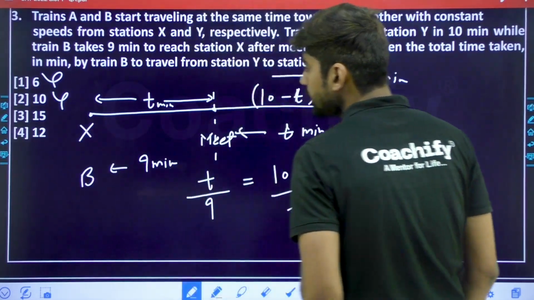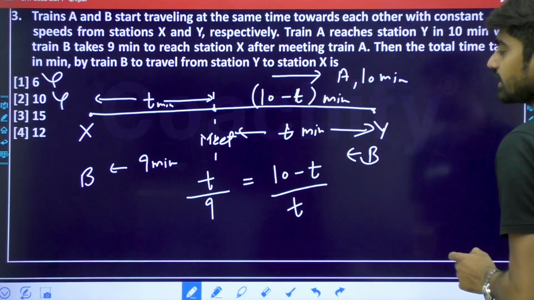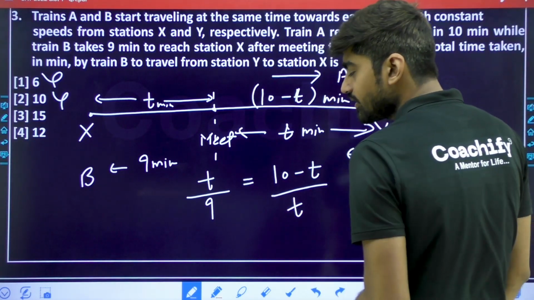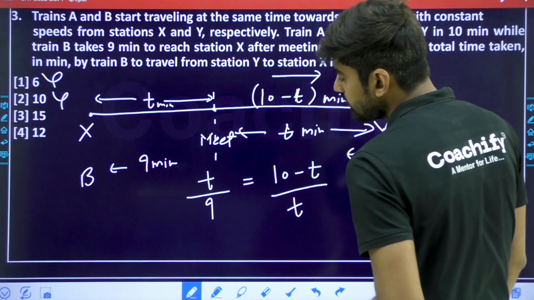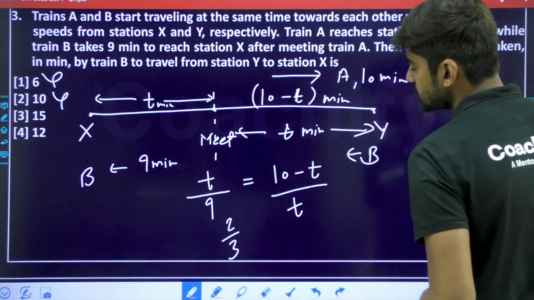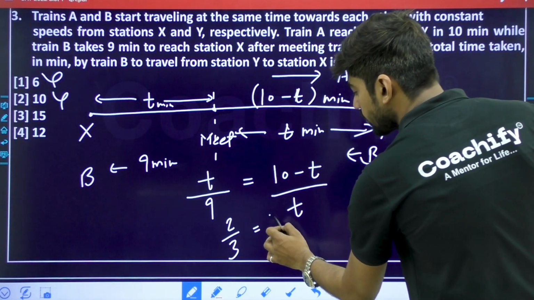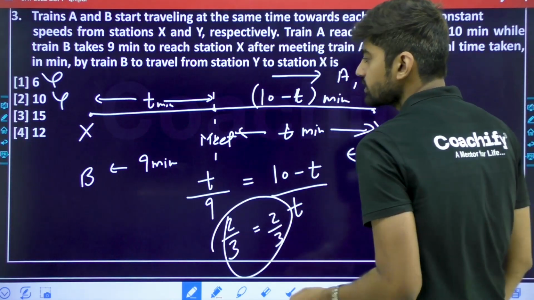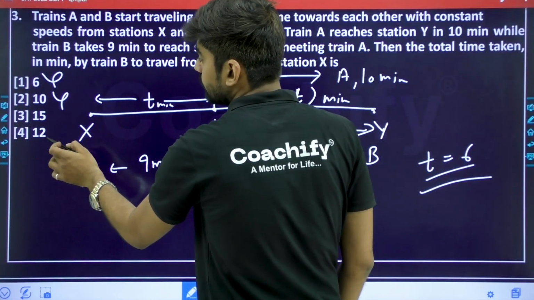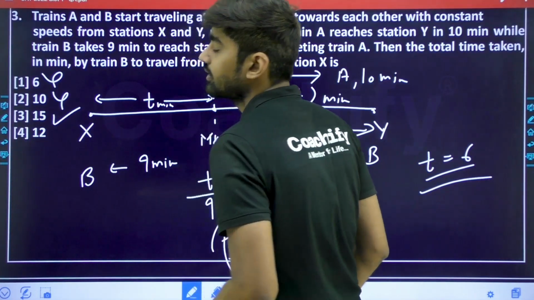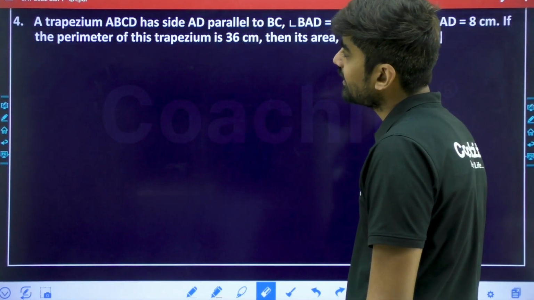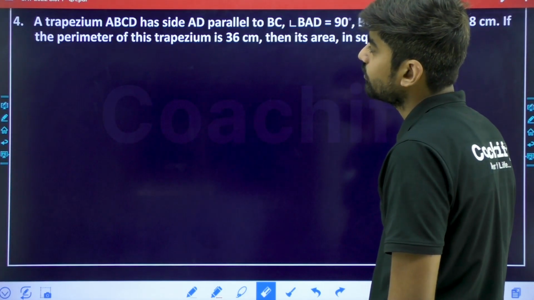Let's take 15. So 15 minus 9, t becomes 6. Let's put 6 here. For 6, this is 6 upon 9, which is 2 by 3. And this is again 10 minus 6, which is 4 by 6, again 2 by 3. Yes, so this ratio is equal when I take total time equal to 15. So my correct answer is the third option. I hope you understand.